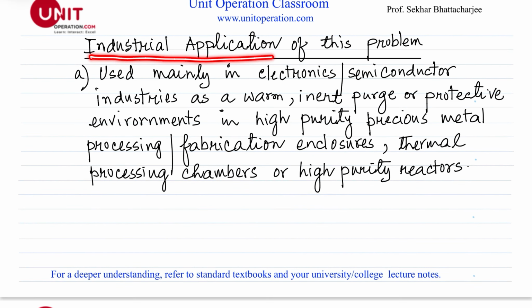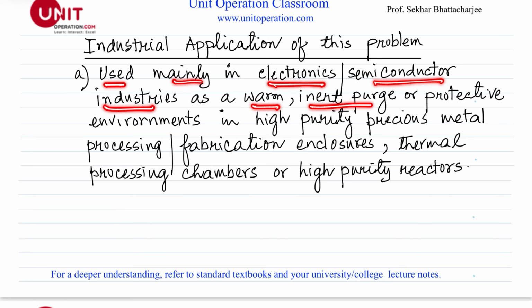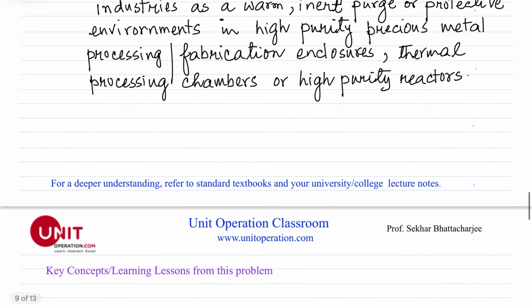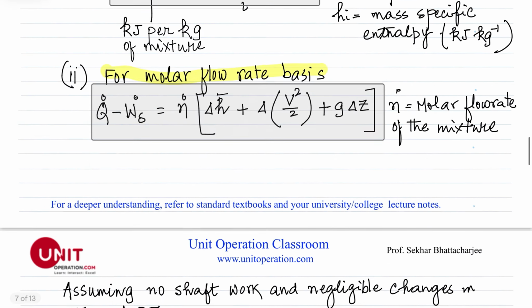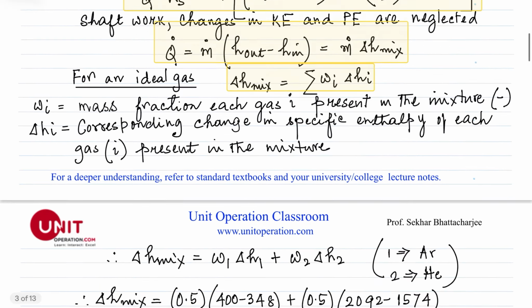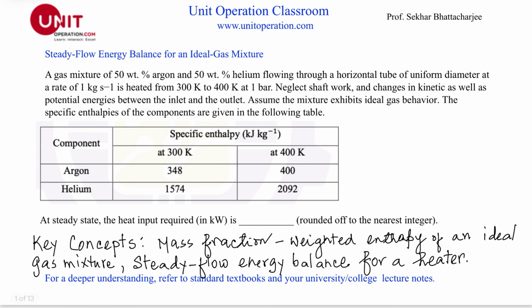Industrial application of this problem is mainly in electronics and semiconductor industries as a warm, inert purge or protective environment in high purity precious metal processing, fabrication enclosures, and thermal processing chambers on high purity reactors. So basically, the answer we have seen is 285 kilowatt. So that's the answer.